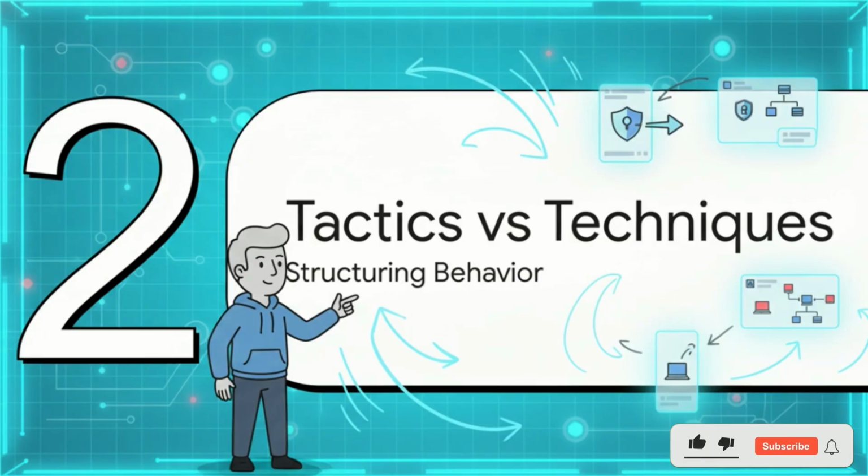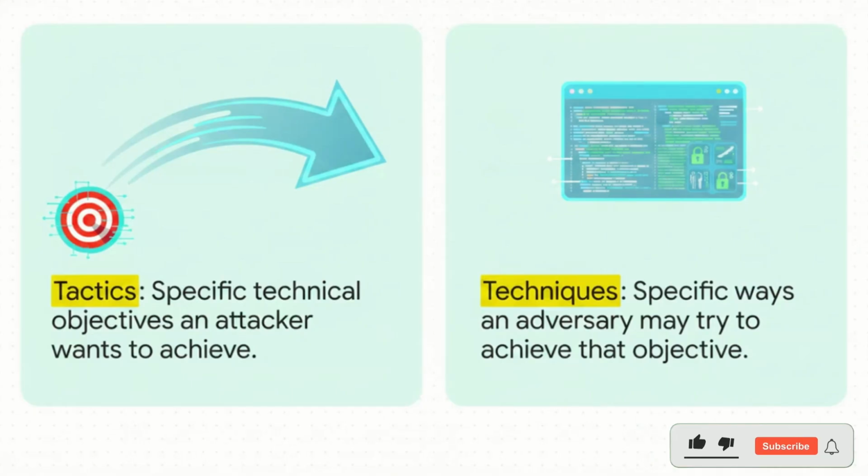Section 2. Tactics versus techniques. So, how does the framework actually organize all this intelligence? It all boils down to two foundational pillars. We have tactics and we have techniques. And understanding the difference here is absolutely crucial.